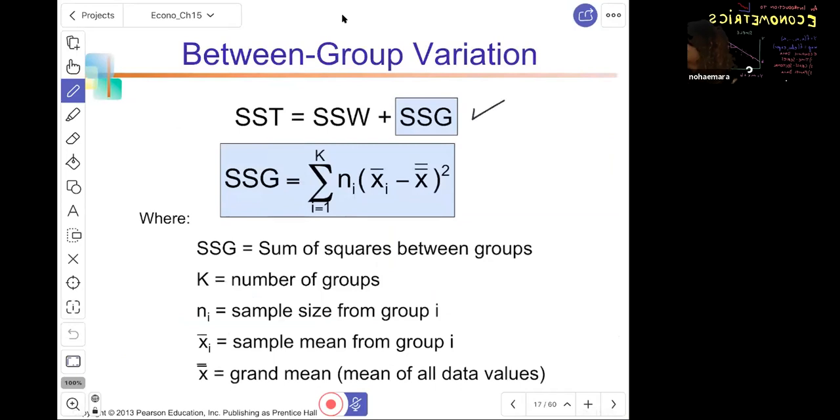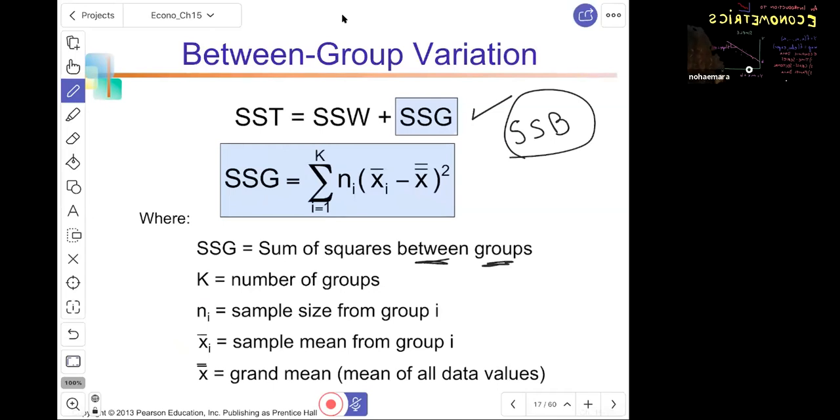Next, SSG. I always call this SSB, sum square between, because it doesn't matter, but if you see me writing it as between, it's actually between groups. Here they call it SSG, but I write it SSB. It doesn't matter, it's the same. Okay, so what about the SSG?